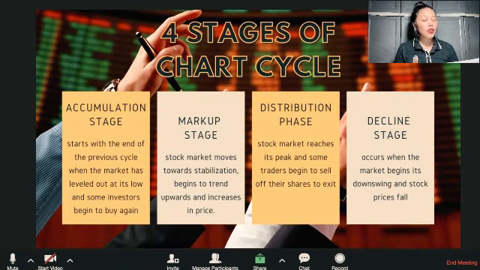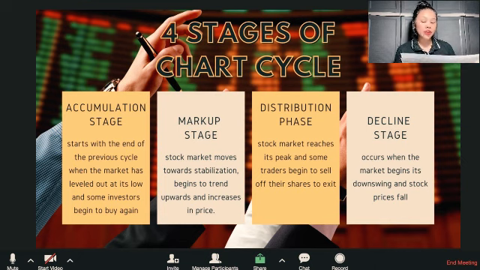Speaking of phases, there are 4 phases or stages of this cycle. First, we have the accumulation stage, which starts at the end of the previous cycle when the market has leveled out and it's low and some investors begin to buy again. This is usually when traders and investors begin to accumulate stocks at low prices. Second, the markup stage. This is where the stock market moves towards stabilization, begins to trend upwards, and increases in price. This is when traders become more assertive and begin to purchase more shares as the market is becoming stronger.